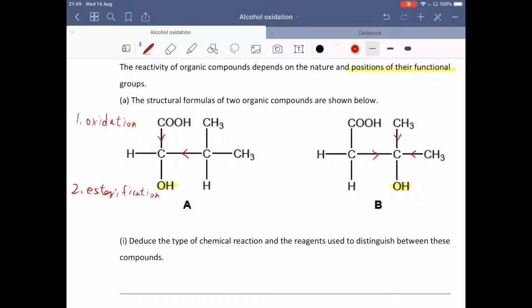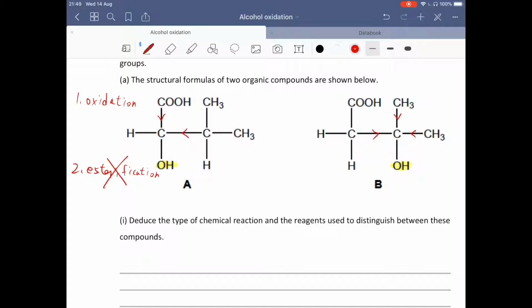Let me talk about esterification first. Esterification is a reaction between an alcohol and a carboxylic acid, and these two compounds react to form an ester and water as a side product. But since this reaction has no color change, I think we cannot use esterification to distinguish compound A and compound B. So let's eliminate esterification, and the only reaction is oxidation now.